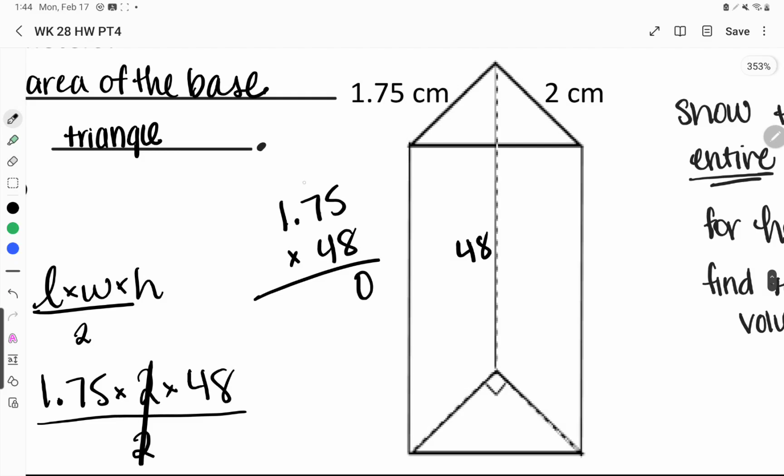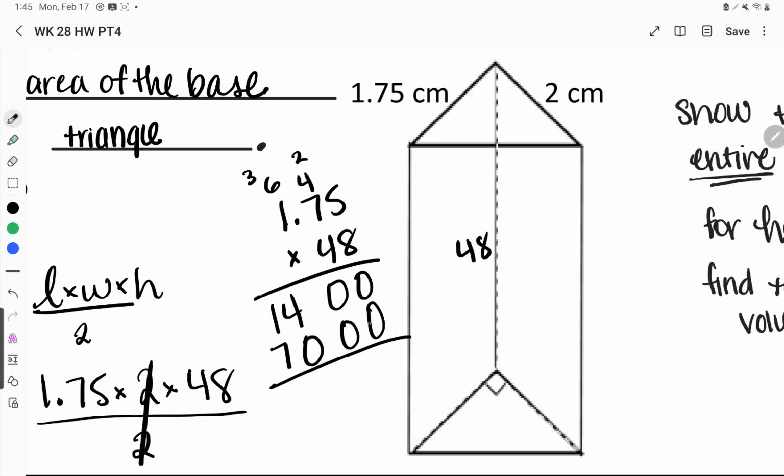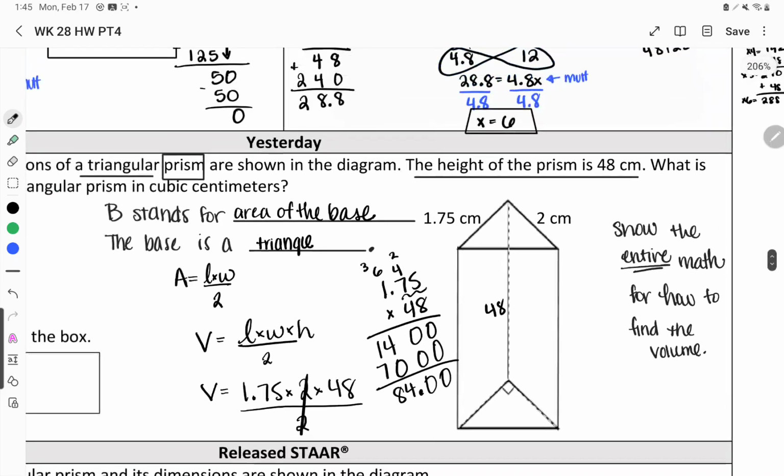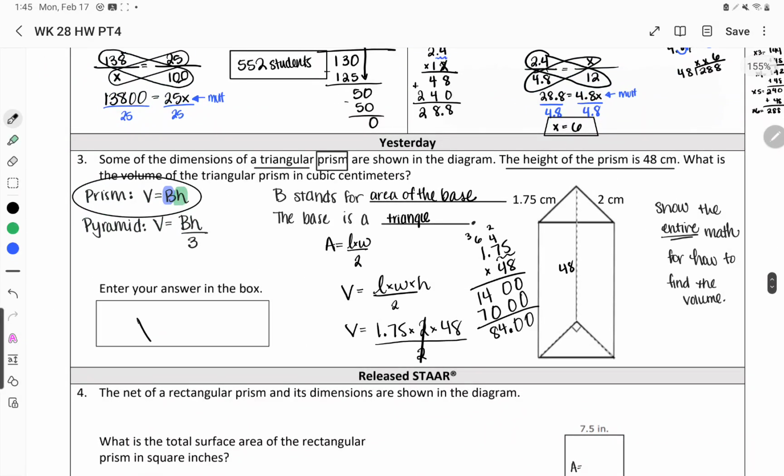5 times 8 is 40, so I write down a 0, carry my 4. 8 times 7 is 56, plus 4 is 60, so I write down a 0, carry my 6. 8 times 1 is 8, plus 6 gives me 14. I'm on my next row now, so I add a 0. 4 times 5 is 20, so I write down a 0, carry my 2. 7 times 4 is 28, plus 2 gives me 30, so I write down a 0, carry my 3. 4 times 1 is 4, and plus 3 is 7. How many decimal places do I have? 2. So that gives me that my volume equals 84.